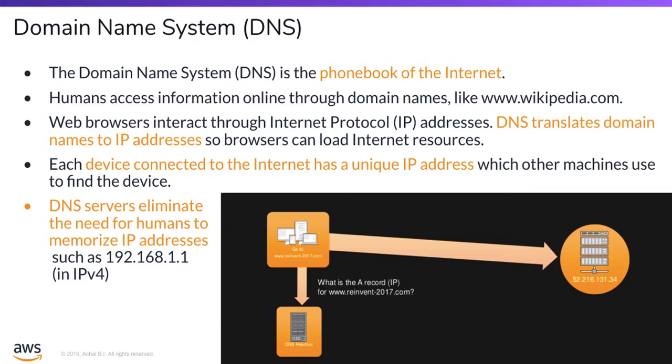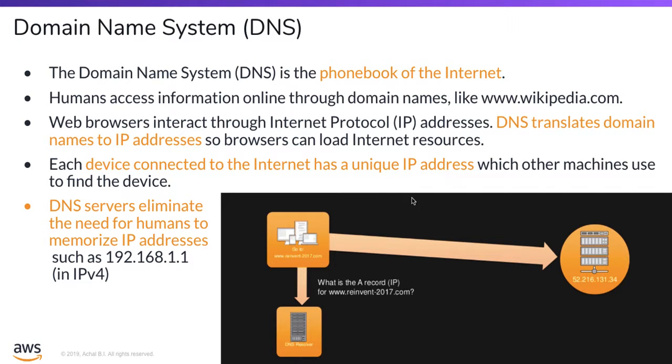So whenever we type an address, something like www.wikipedia.com, there are a lot of machines and servers which help us find the right resource and give us the IP address, and we use that IP address to talk to that resource.